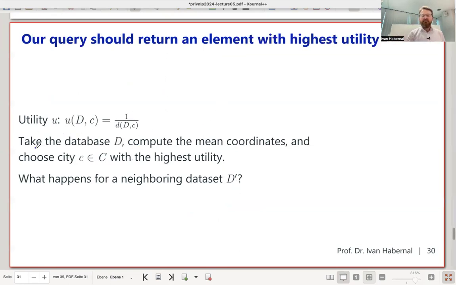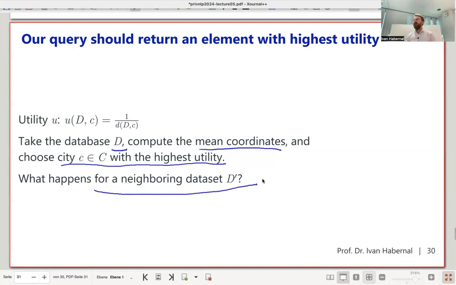So our query is going to take the database D, compute the mean coordinates, and choose the city with the highest utility. This is basically the same problem as before, but now we included the utility, which helps us make decisions about things. Because what happens for a neighboring data set D prime? We saw it before.